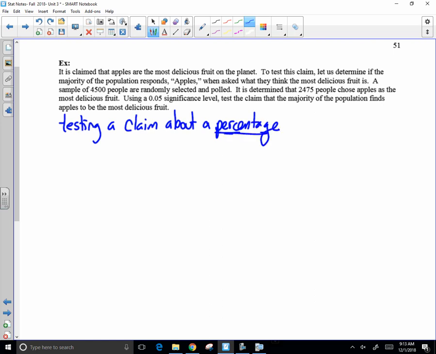Now, when you're dealing with a population, well, the easy thing to say is the word population should be in there somewhere. But we call it a population proportion.